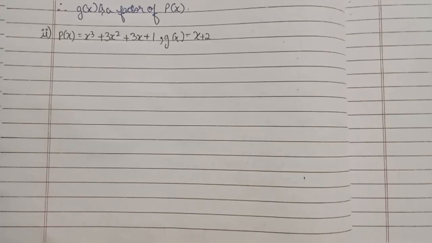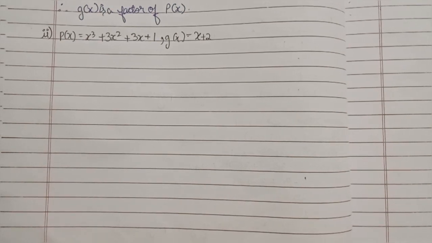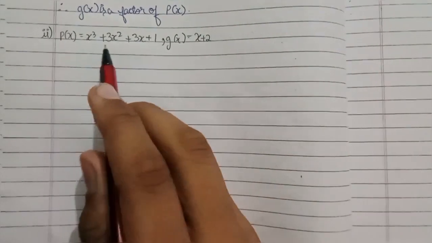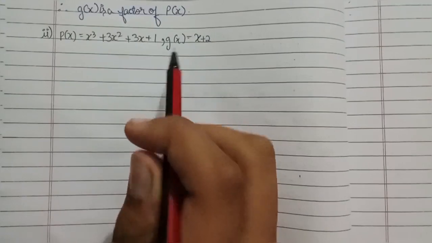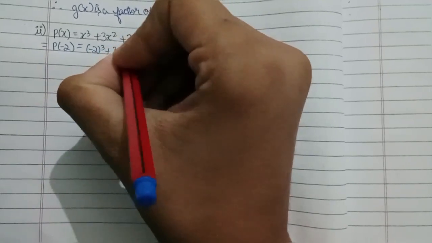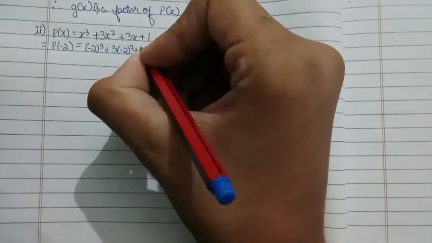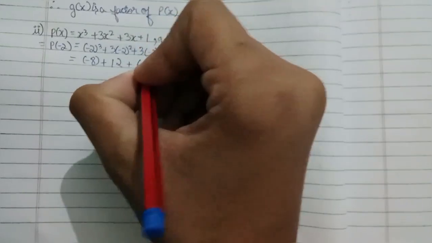Now we are going to start the second part of second question of exercise 2.3. The second part is p of x equals x cube plus 3x square plus 3x plus 1, where g of x is given as x plus 2. In the first step we will write p of minus 2 equals minus 2 cube plus 3 into minus 2 square plus 3 into minus 2 plus 1. Now we will write minus 8 plus 12 plus 6 plus 1.